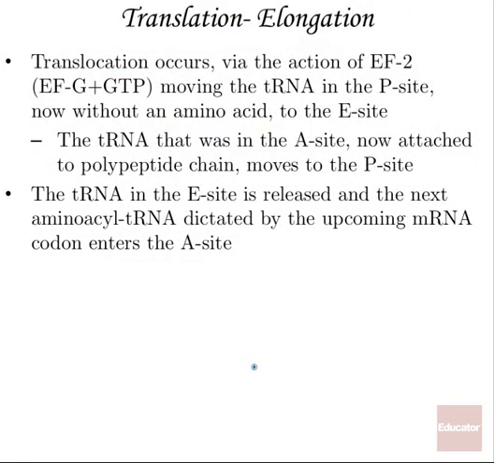So, as I said, translocation occurs, and that is enabled by the action of elongation factor 2 if it's eukaryote, EFG if it's prokaryotes. So translocation moves the tRNA in the P site, which doesn't have an amino acid anymore, to the E site.